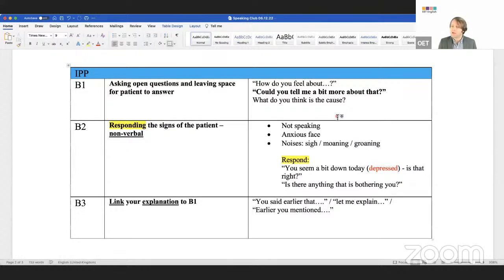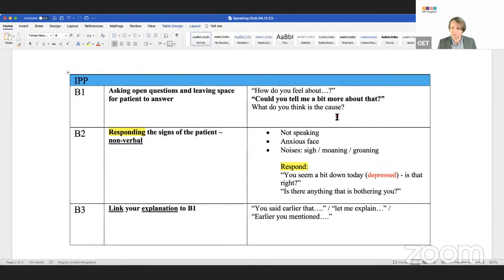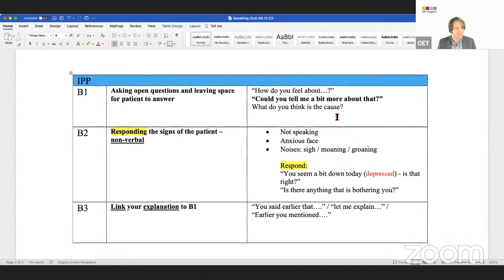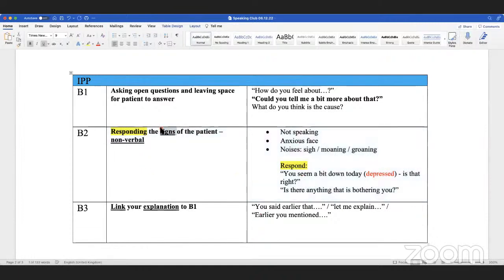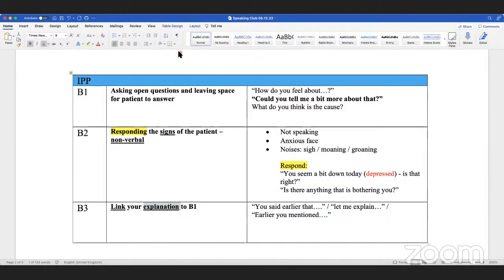So that's a great example of exactly what we should be doing. One last thing though, guys: do I have to do all of this all the time? Every single dialogue? Should I be doing B1? No. Especially this one. If there are no signs, then you cannot do it, right? If there's nothing you can link, no explanation to link, then you don't have to do it.